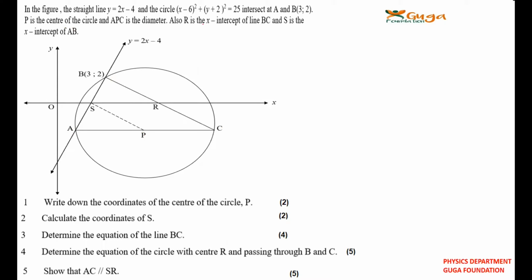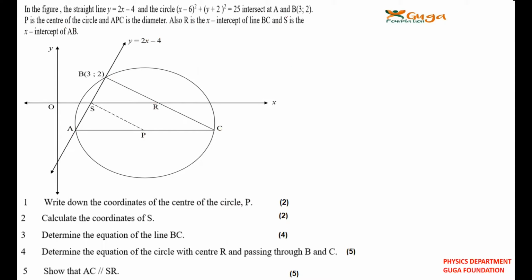Also R is the x-intercept of the line BC, and S is the x-intercept. So write down the coordinates. First question, write down the coordinates of the center of the circle.